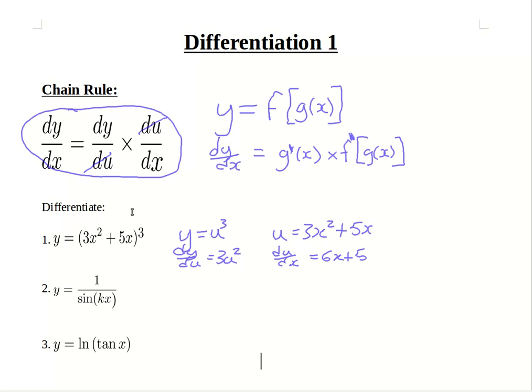And then at the end, well, the rule on the left hand side is clearly explaining that we need to multiply these results, so we get dy by dx equals 3u squared multiplied by 6x plus 5, which must go in brackets. And therefore that is the same when you get rid of the u's, because we're just introduced to help us solve this problem. We're going to get 3 times 3x squared plus 5x all squared multiplied by 6x plus 5.